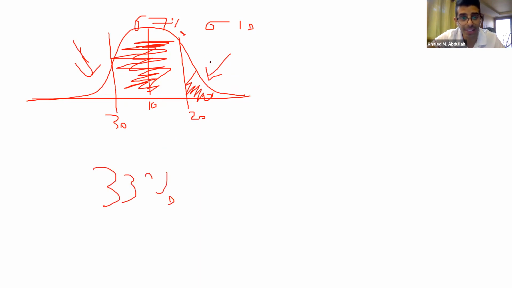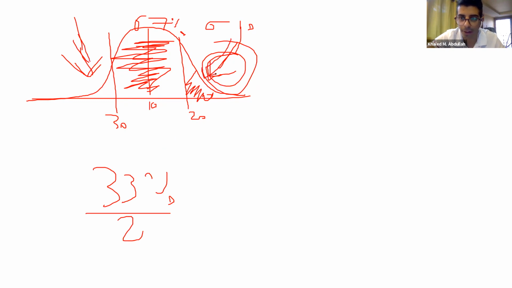So 33 represents both this side and this side, but we're only interested in this side. So what do we do? We divide it by 2. Since it's symmetric on both sides, this side has to equal this side, right? So if you do 33 divided by 2, you'll get 16.5, which is very, very close to the number that we'll actually get from the z table, right?